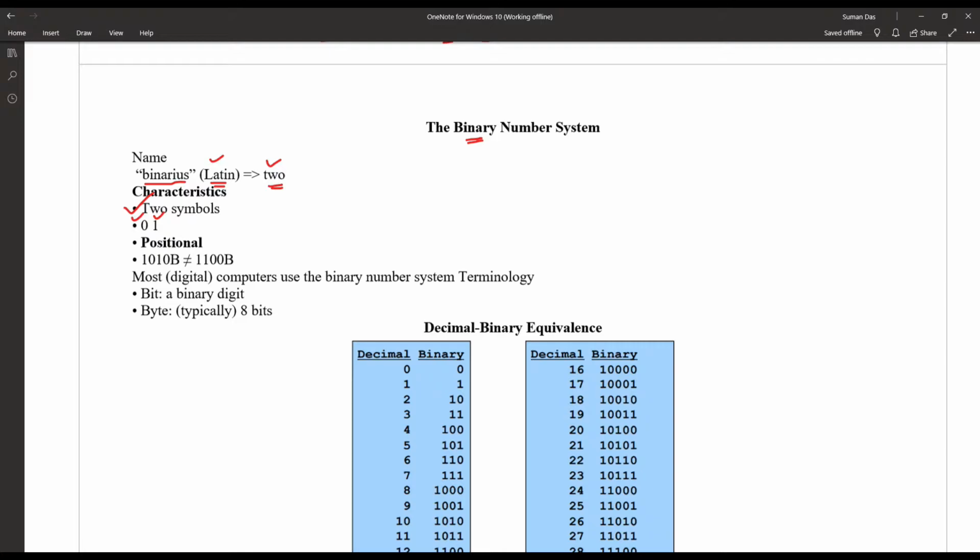So, according to positional value, 1010 is not equal to 1100, and most digital computers use the binary number system. In terminology, the bit is a binary digit and a byte is typically 8 bits.